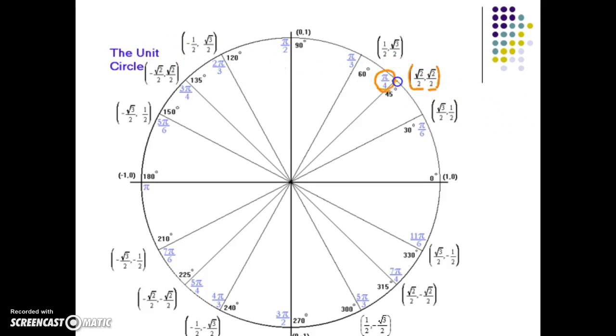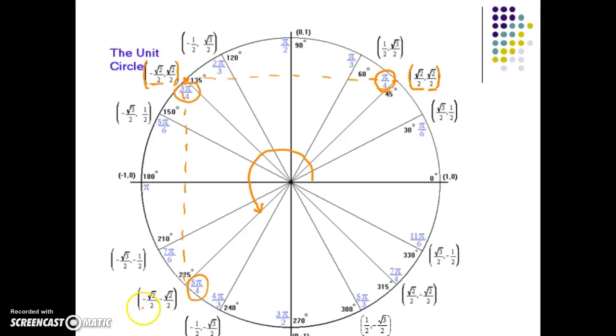I reflect this point perpendicularly, just like we did, and that leads me to this point in the plane. So I know the cosine of 3 pi over 4, negative root 2 over 2. The sine of 3 pi over 4, positive root 2 over 2. I'm going to now reflect this perpendicularly over the x-axis, and that's going to give me this point, which corresponds to an angle measure right here of 5 pi over 4.